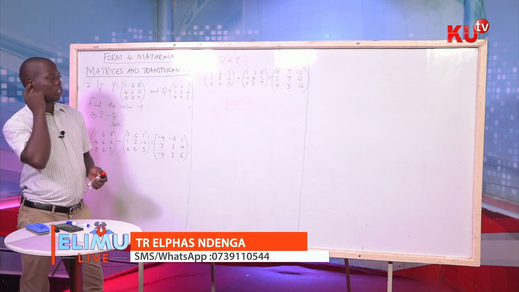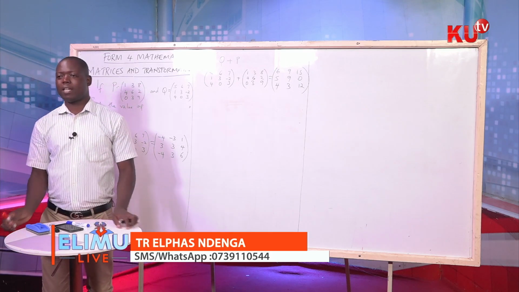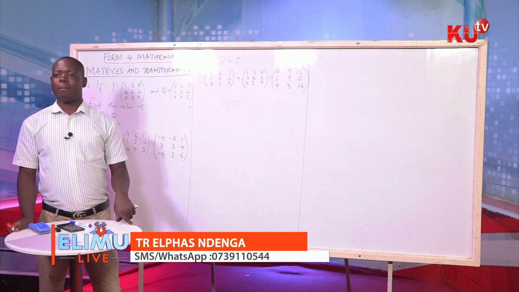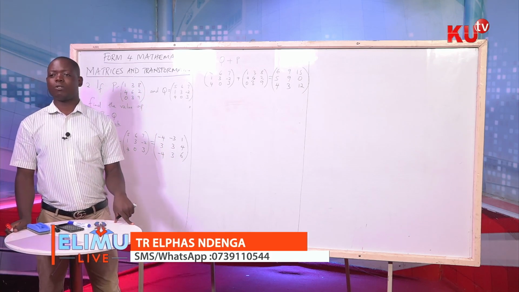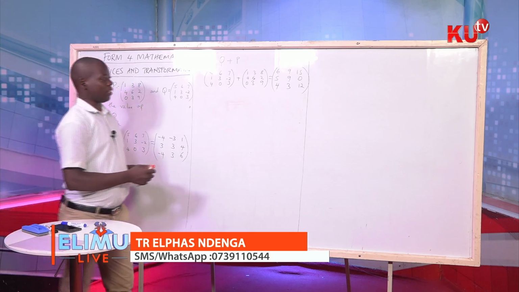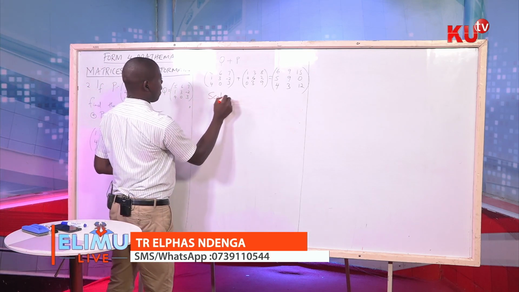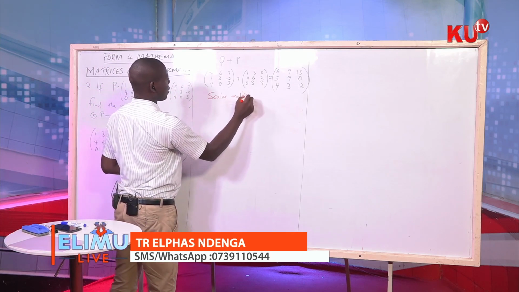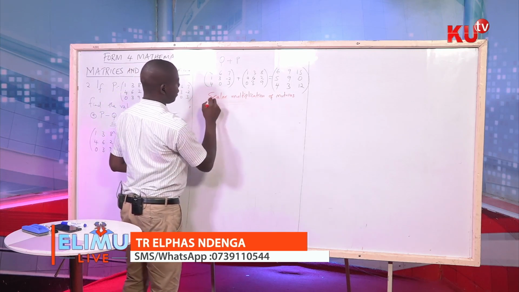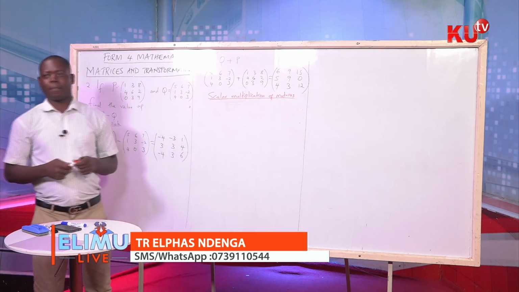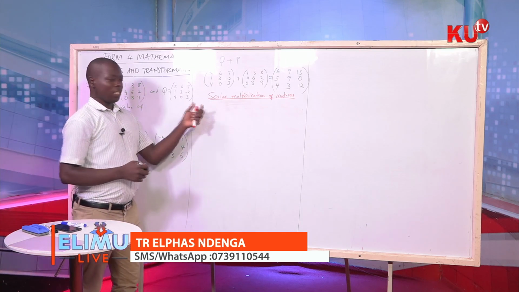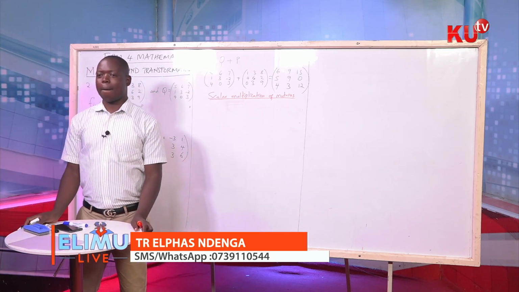Item number 2 that, students, we also need to remember is what we call multiplication of matrices. Under multiplication of matrices, we first need to do what we call scalar multiplication. Scalar multiplication of matrices. What is a scalar, students? What is a scalar of a matrix?